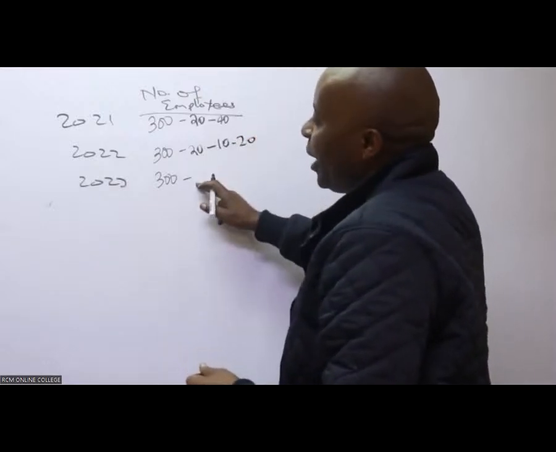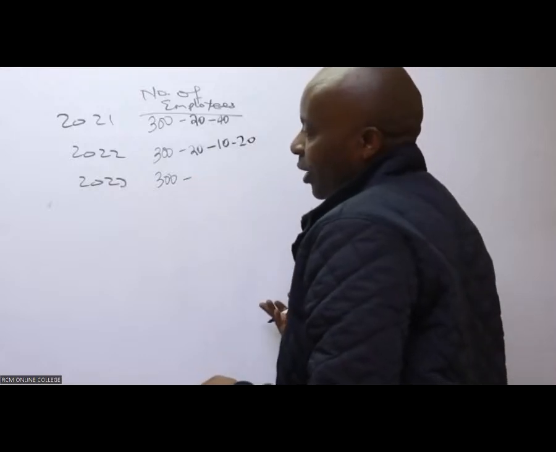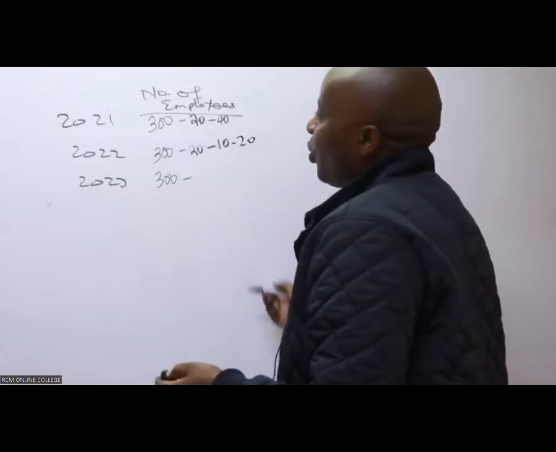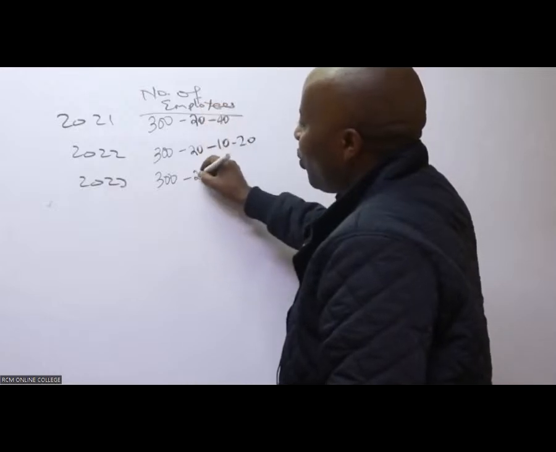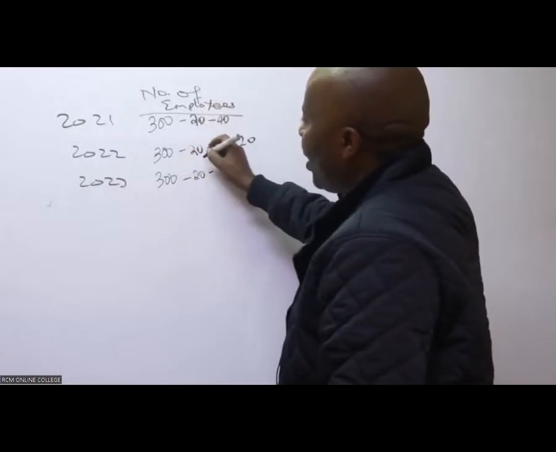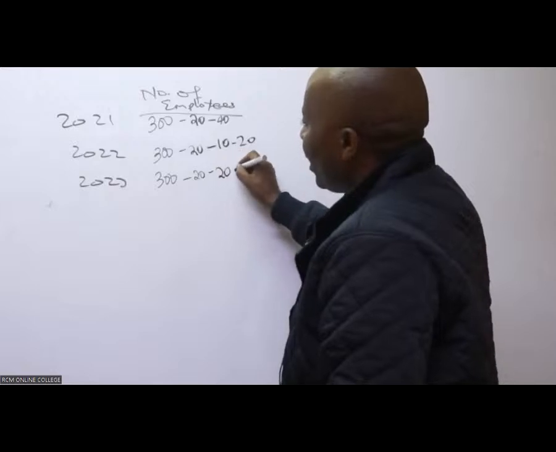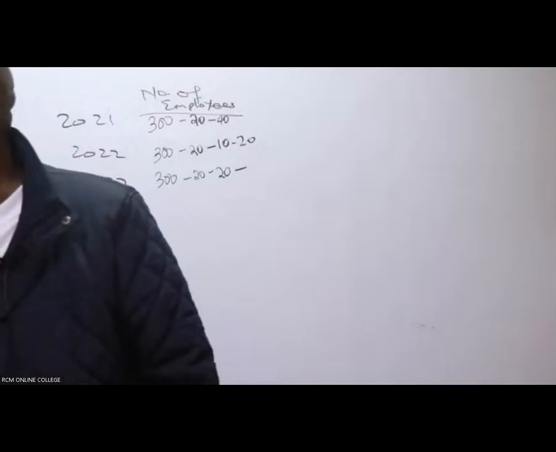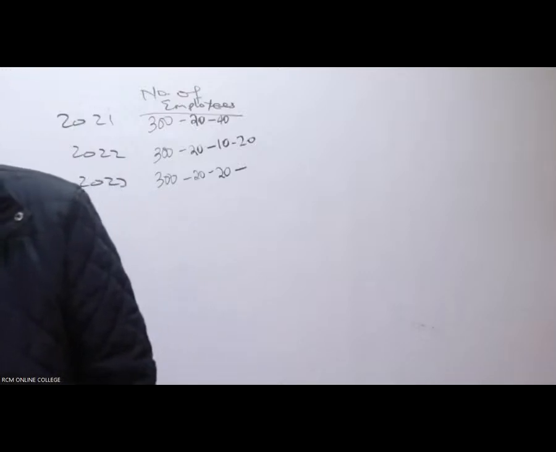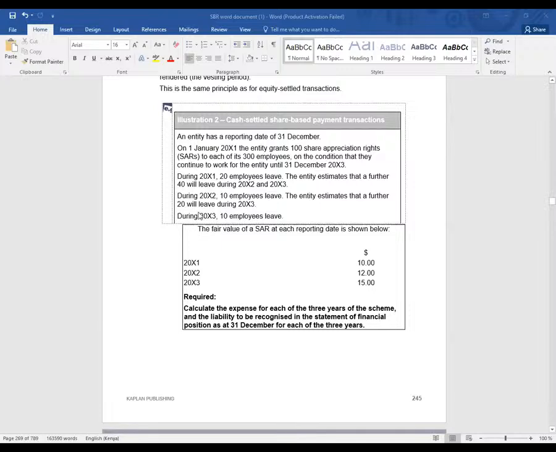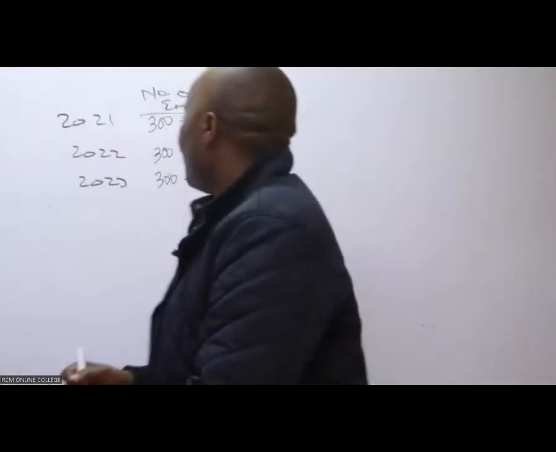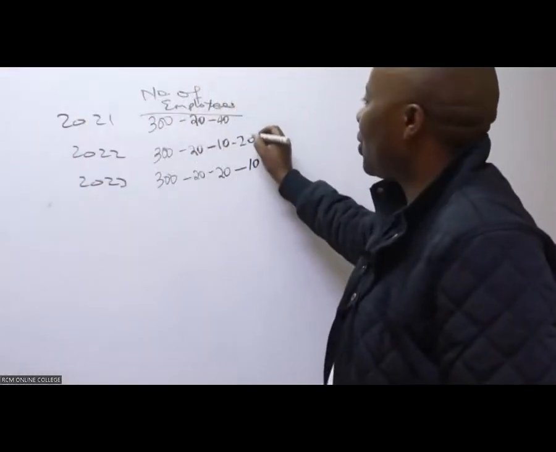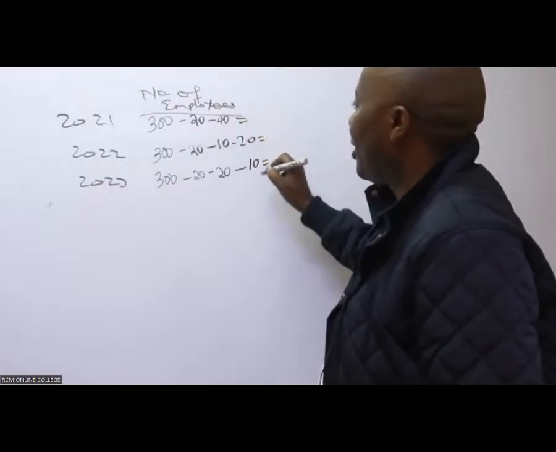Here, there are only actuals for the period. So we know that 20 actually left in 2021. In 2022 we had 10 actually leaving, and then for 2023 they have given us the actual that left. What have they told us in 2023? During 2023, exactly 10 left. So could you kindly give me these numbers? Give me the numbers.